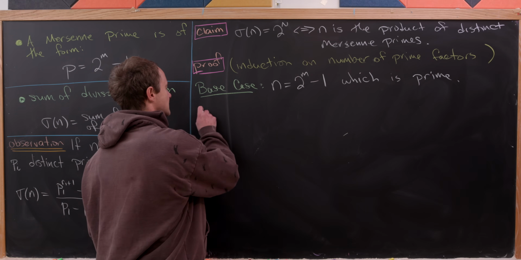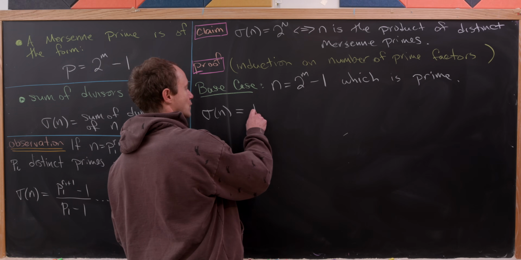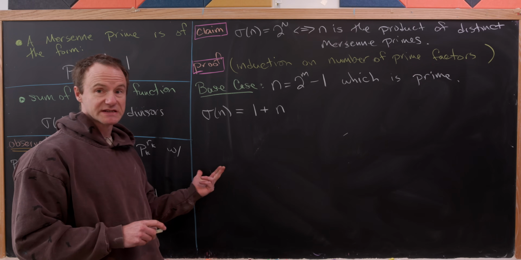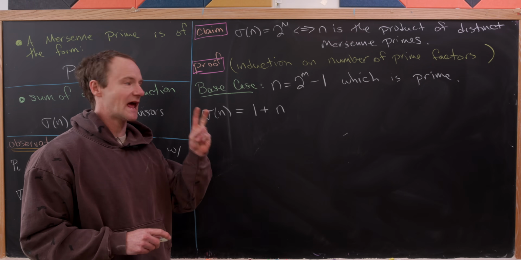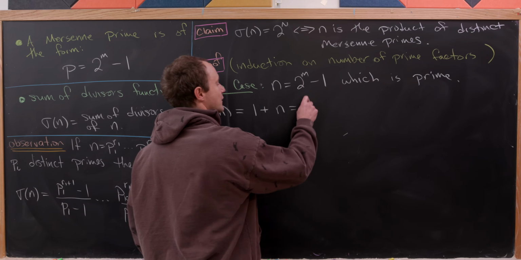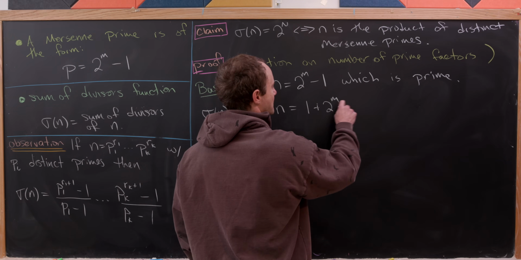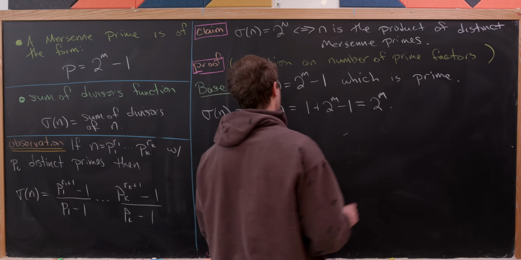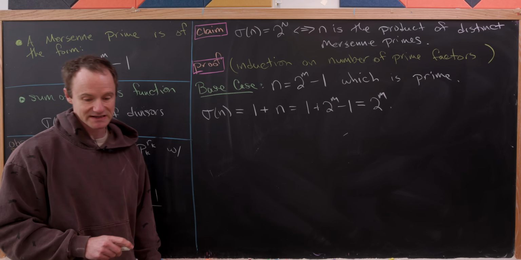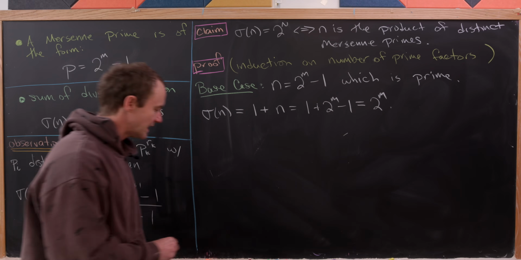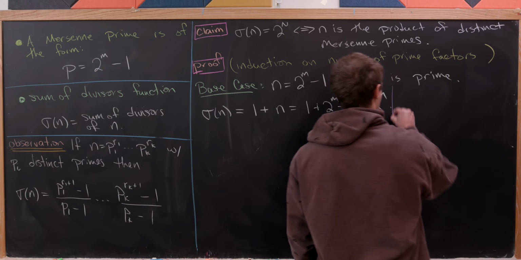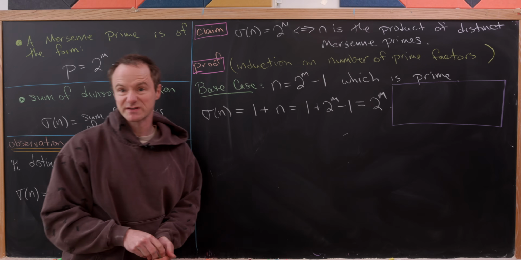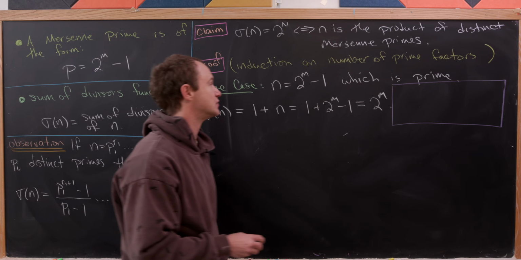But now let's observe that we can write sigma of n as 1 plus n, right? Because if n is prime, it only has two divisors, 1 and itself. But we know that that's 1 plus 2 to the m minus 1 because n is a Mersenne prime, so that gives us 2 to the m. In other words, we've got sigma of n is a power of 2. Now, if you'd like to sketch out what happens if you have two Mersenne prime factors, that might be an interesting thing to do as well.